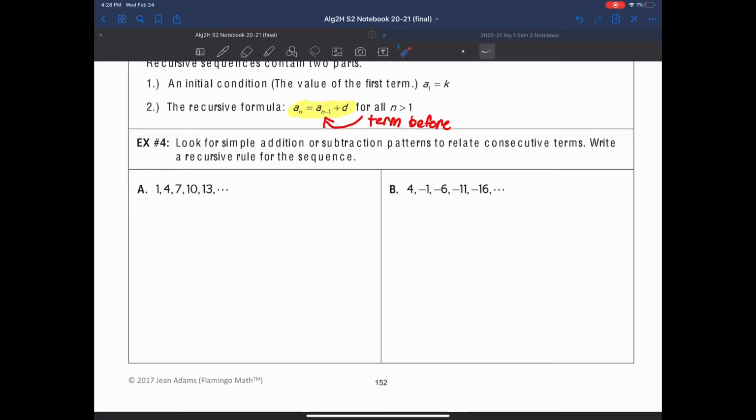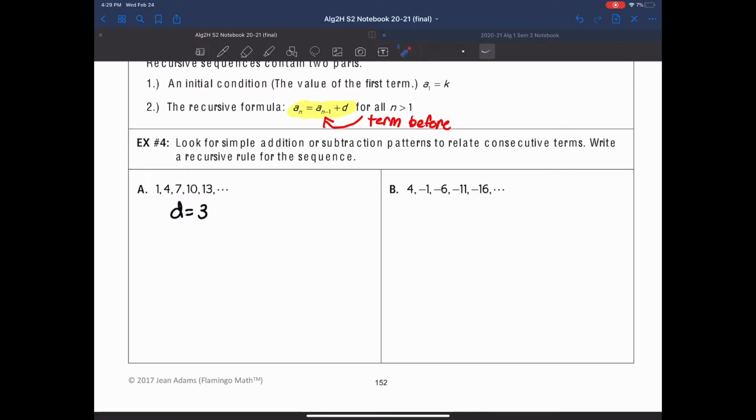Well, part A, we have the sequence 1, 4, 7, 10, 13, and so on. The first thing that I want to do is identify what my pattern is. So what's happening from one term to the next term in the sequence? Well, let's take a look at my numbers. To get from 1 to 4, it looks like I'm adding 3. Then to get from 4 to 7, again, I'm adding 3. 7 to 10, I add 3 again. And 10 to 13, once again, I'm adding 3. So since I'm adding 3 each time, my common difference d is equal to 3.